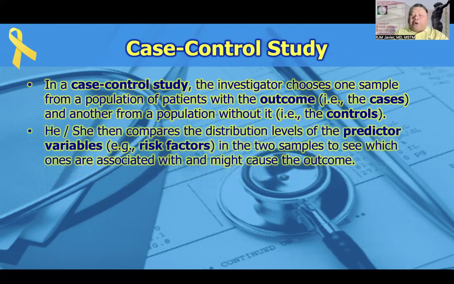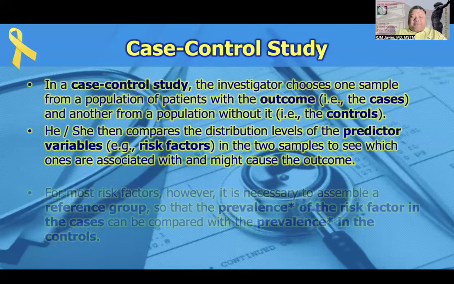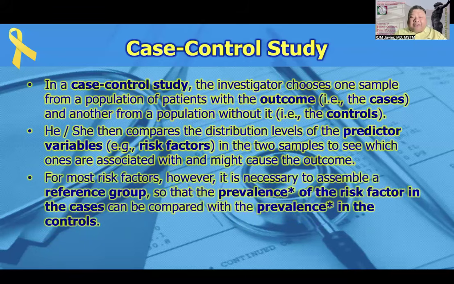Now, the investigator will compare the distribution levels of the predictor variables or the exposure variables. Often these are risk factors for certain medical conditions, looking into both samples to see who will develop the outcome based on the presence or absence of the risk factor. For most risk factors, it is necessary to assemble a reference group so that the prevalence of the risk factor in the cases can be compared with the prevalence in the control.